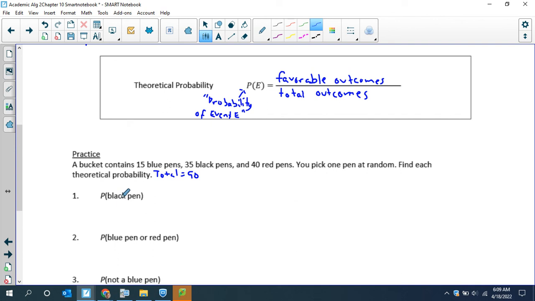So if we're looking for the probability of a black pen, there's 35 of the 90 that are black. Now, again, we want to reduce that fraction. So if I press 35 divided by 90 on my calculator, and again press math fraction, that would reduce to 7/18. If you wanted to keep it as a decimal, it is a repeating decimal. It would be 0.389.